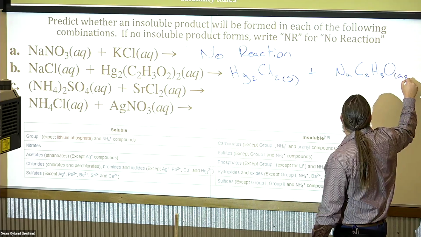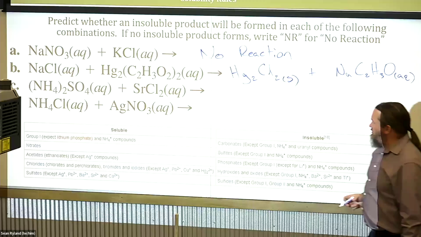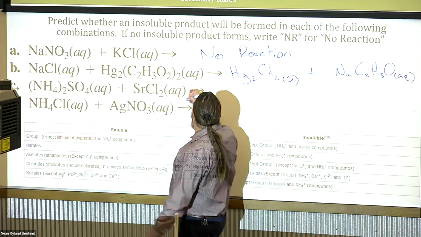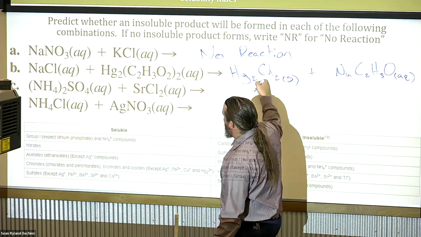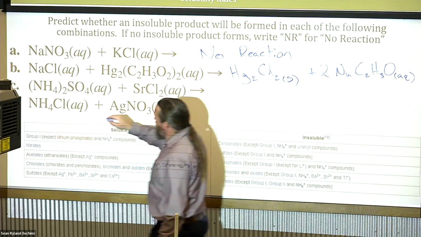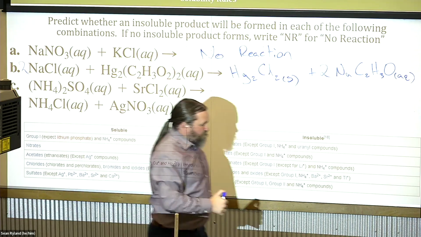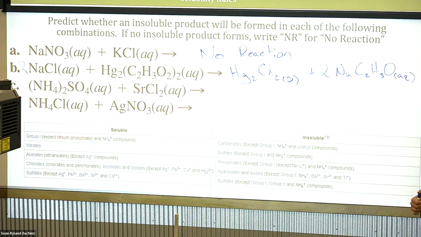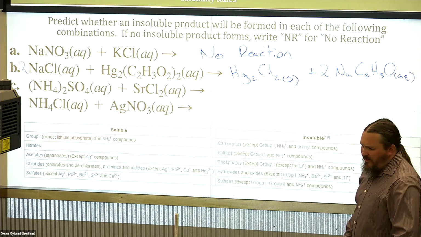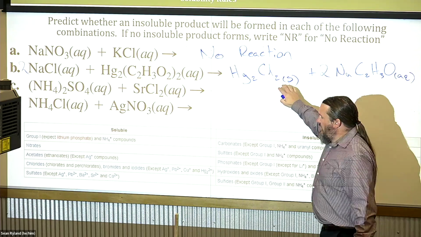NaC2H3O2 aqueous. And now we can actually look at balancing if we wanted to, because we need 2 chlorides here, and we started with 2 acetates. So our final answer would look like that. And we would, in fact, have a solid product.